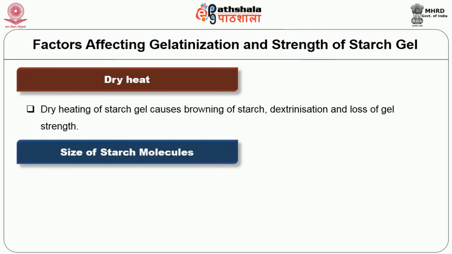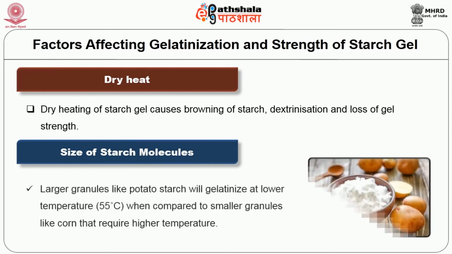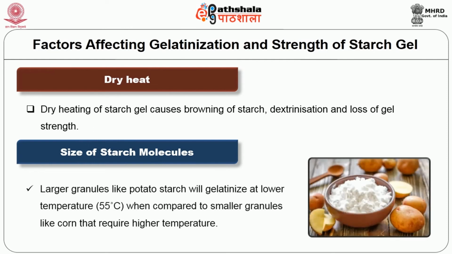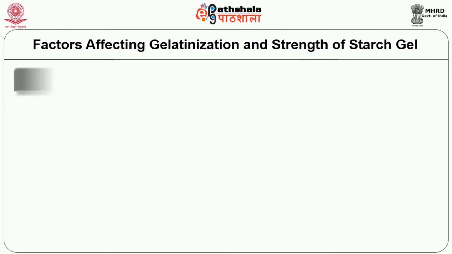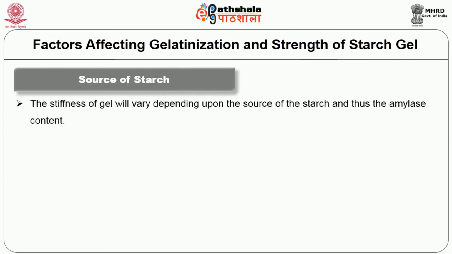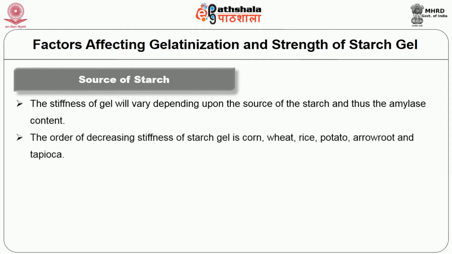Size of starch molecules: larger granules like potato starch will gelatinize at a low temperature, around 55 degrees Celsius, when compared to smaller granules like corn that require a higher temperature. Sources of starch: the stiffness of gel will vary depending upon the source of starch and thus the amylose content. The order of decreasing stiffness of starch gel is corn, wheat, rice, potato, arrowroot and tapioca.